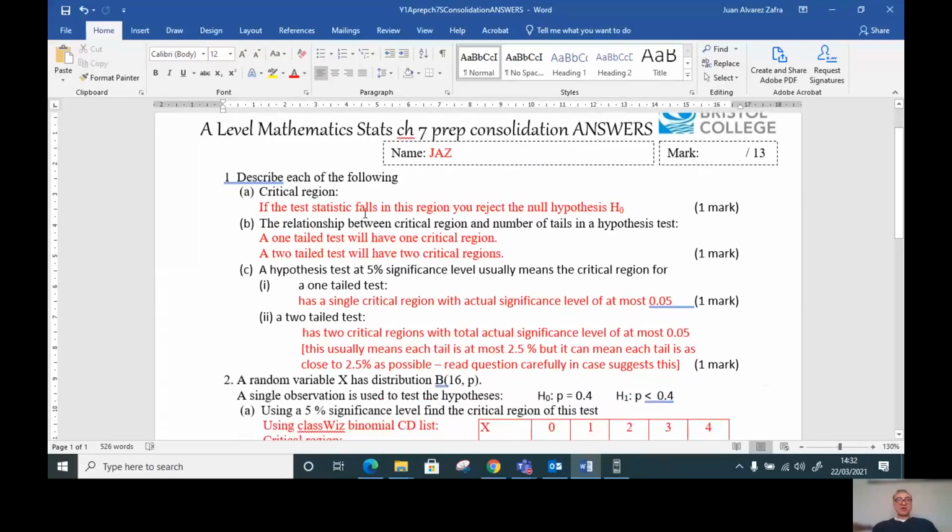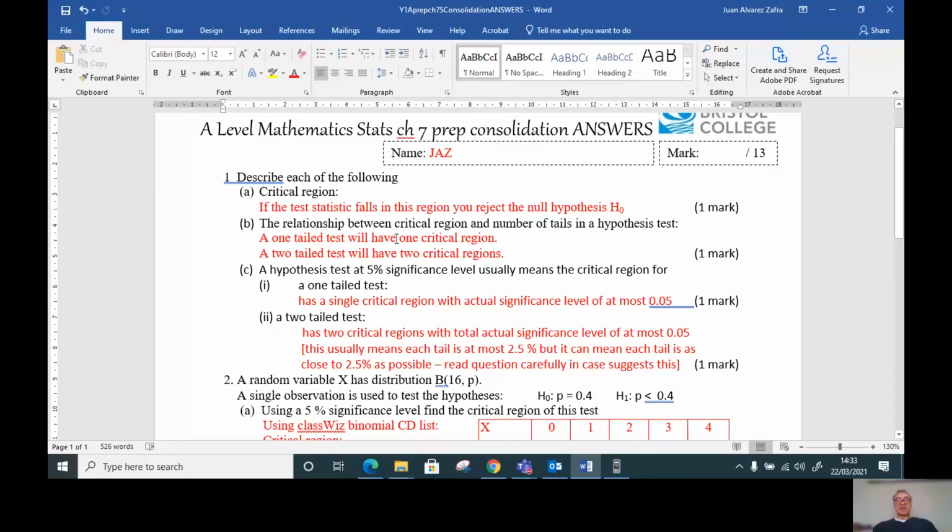So question 1, what is a critical region? Well, a critical region is the region which, if the test statistic falls in this region, then you reject the null hypothesis, the H0. And so it's either one region at the extreme right or another region at the extreme left, or two regions consisting of extreme left and extreme right, depending if it's a one-tailed or two-tailed test.